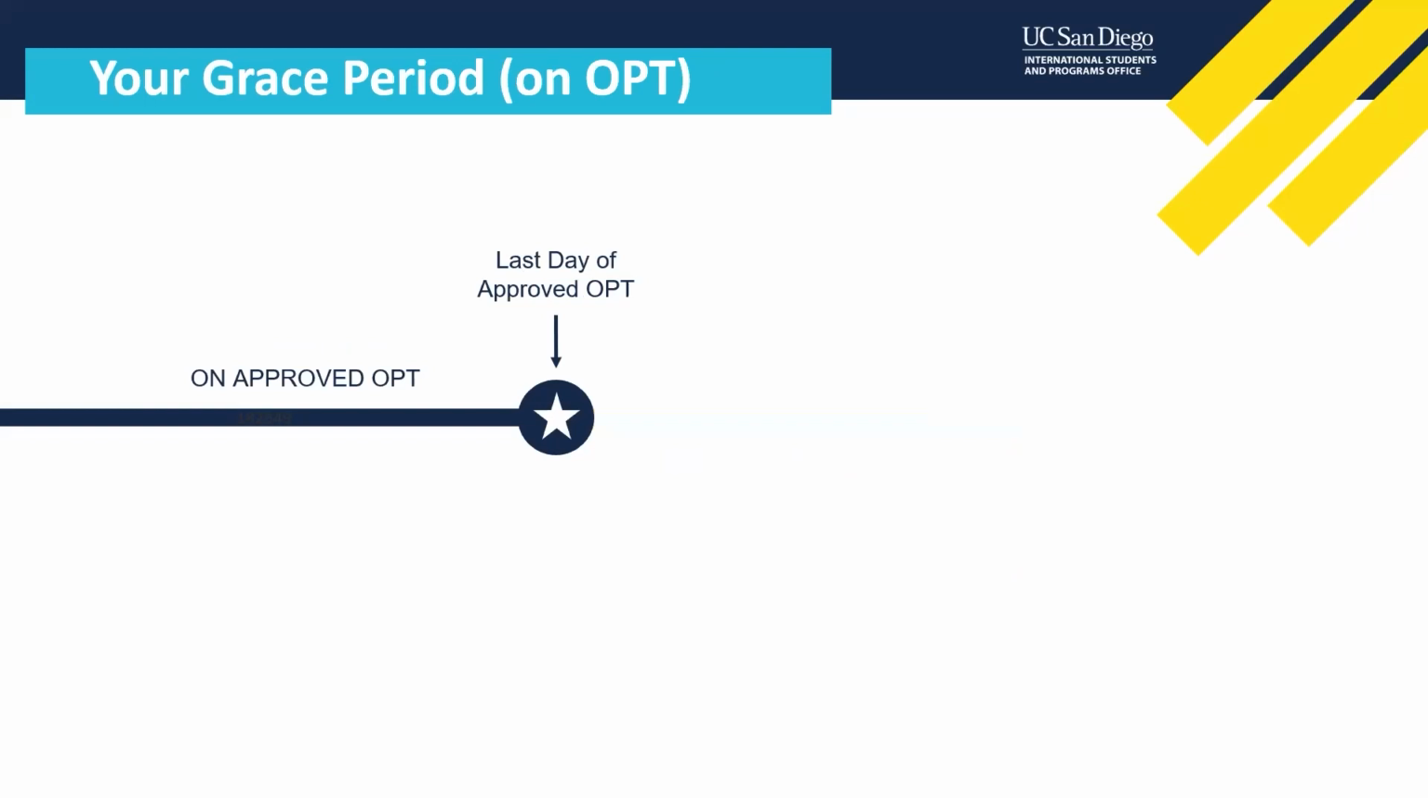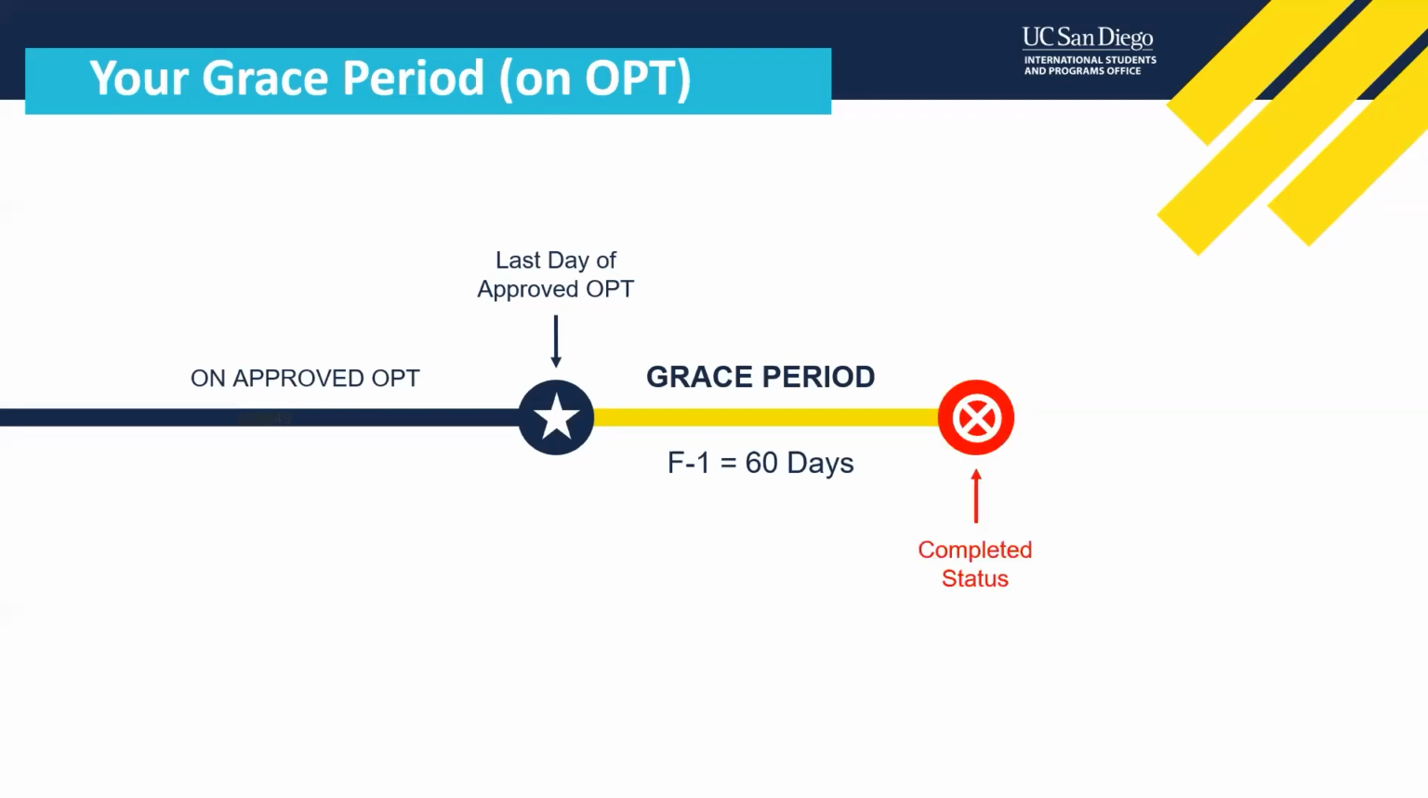Likewise, here's an example where the student is currently on authorized OPT. It looks very similar. Their OPT end date is their last day of authorized OPT as shown on their EAD card. Immediately following their last day of authorized OPT, the student enters their 60-day grace period. And again, if the student does not take one of the actions we previously discussed, then their SEVIS record will complete and their F1 status will automatically end. Once that F1 status completes, the student is no longer eligible for transfer.